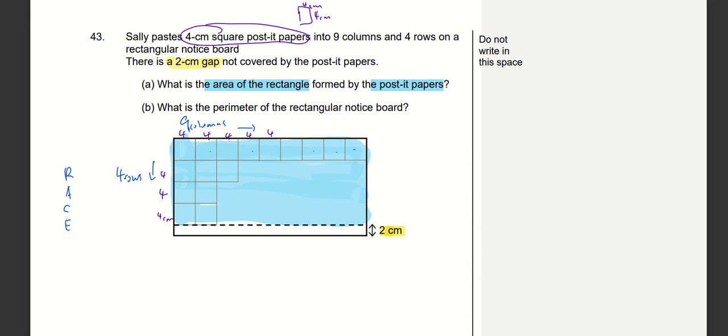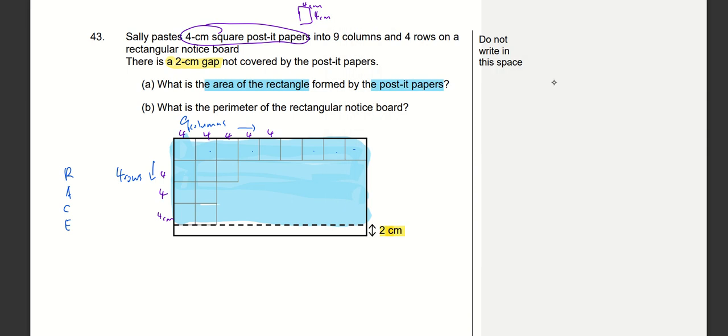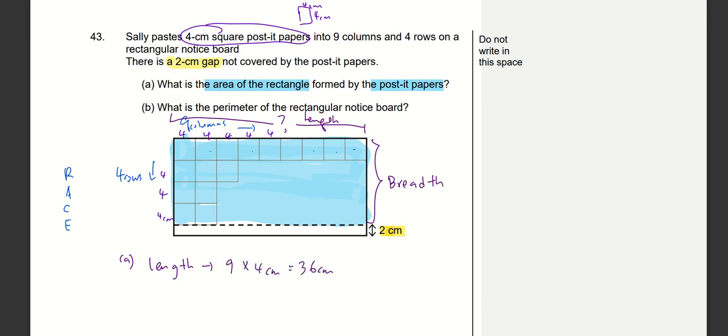Excluding the gap there, looking at this information, I can identify this first rectangle named by the post-it papers. This is the breadth of the first rectangle and the length is from here to here. That's the length. So I can go with A. The length of the rectangle formed by the post-it papers will be 9 columns times 4 centimeter, that is 36 centimeters. And then the breadth is formed by 4 rows times 4 centimeter, that's 16 centimeter.